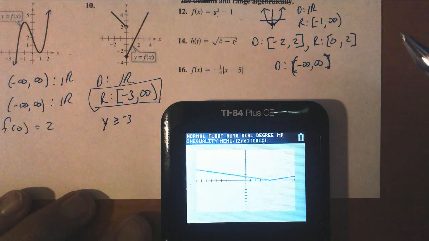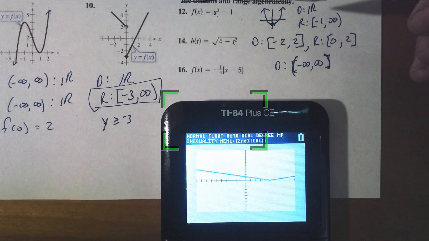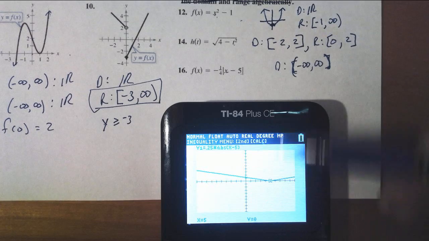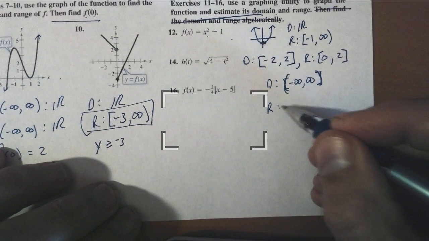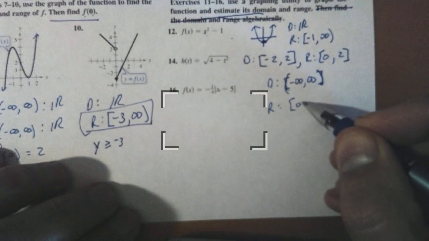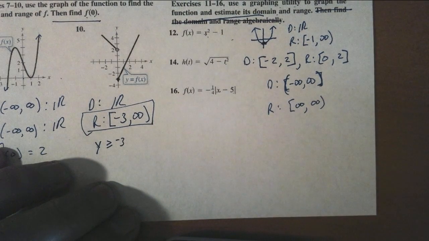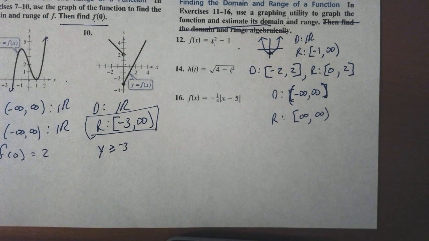Now let's go back and check the algebra. It seems like 5 would be a point of interest here. So if I just go trace 5, I get 0. Looks like 0 and on up. So our range is 0 to infinity. So nice use of calculator there to be able to find domain and range, particularly range.